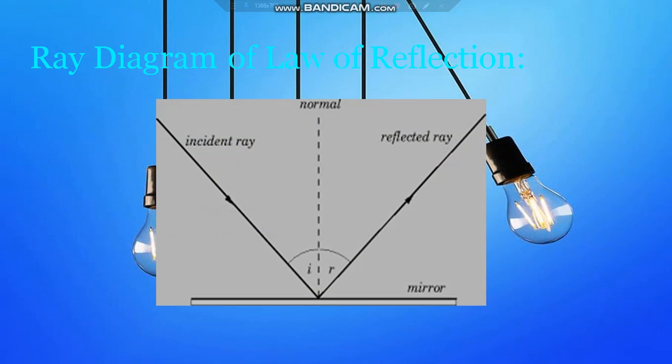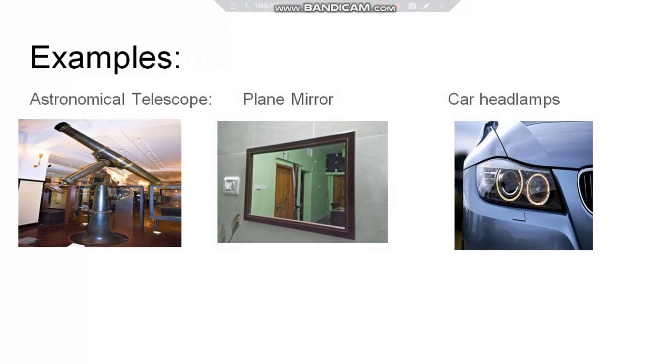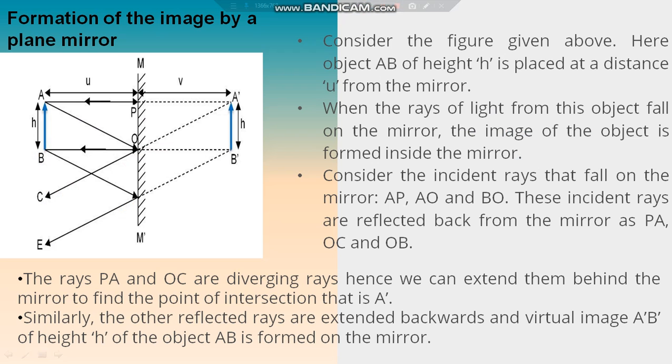Again, this is the picture of the same ray diagram, for you to understand even more clearly. The reflecting surface is called the mirror. Now let us look into examples where reflection plays an important role. For example, telescopes, plane mirrors and car headlamps are tools where reflection plays a vital role. Now let us discuss the formation of an image by a plane mirror.